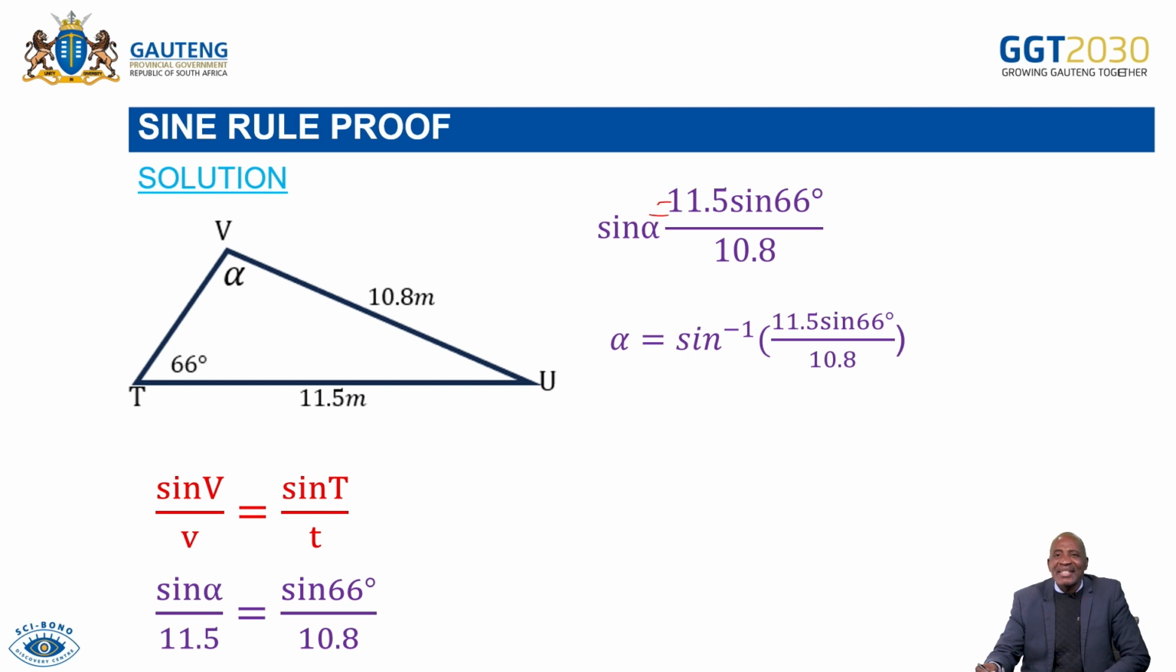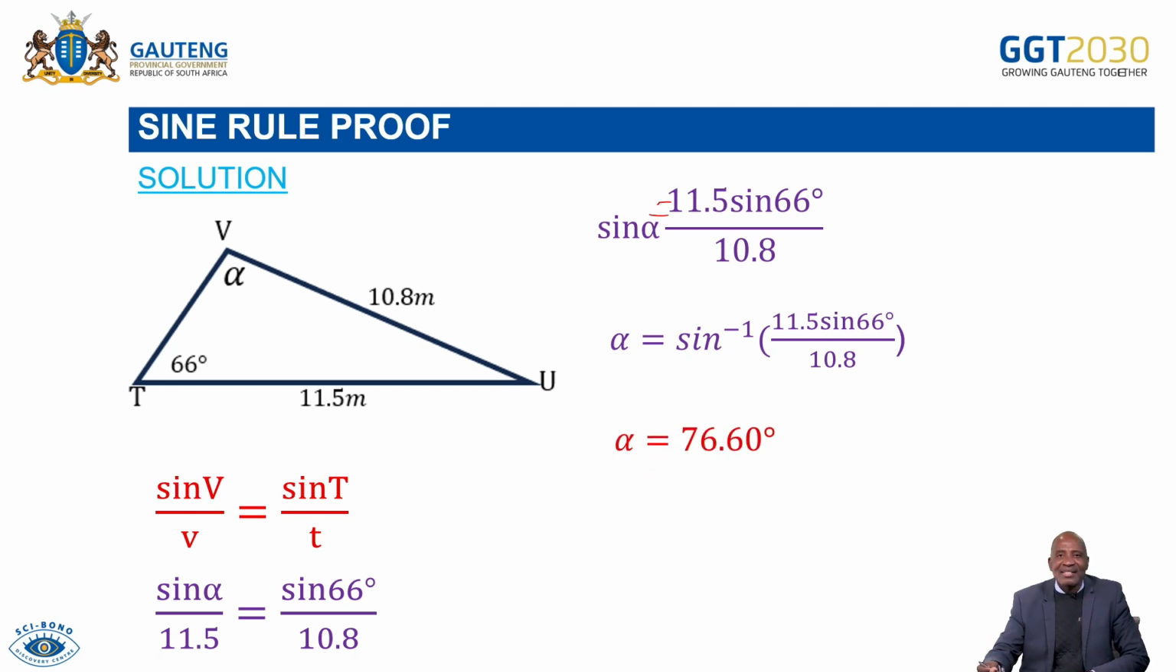Otherwise, that is called early rounding off, and it comes with the early rounding off problem, the marginal error. We call it early rounding off error. So never convert those to decimals until you get to the final answer. Only round off the final answer. Don't press 11.5 times sine 66 degrees divided by 10.8 and then round off to 2 decimal places. It's going to affect your final answer. Rather, keep it as a fraction, introduce brackets, and evaluate that.